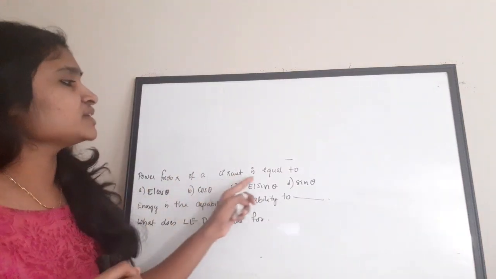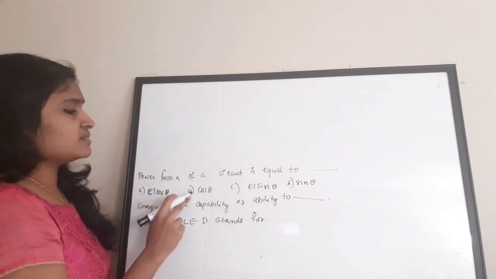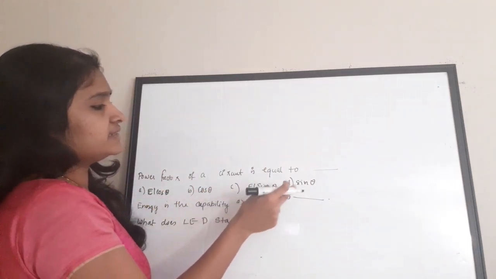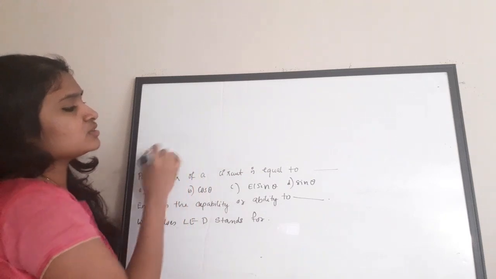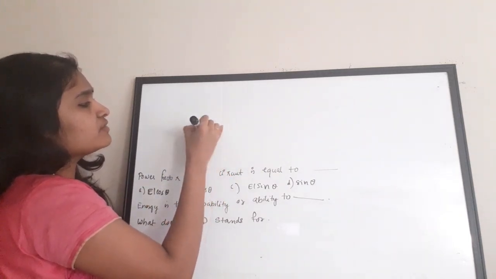Power factor of a circuit is equal to dash. Options are A: EI cos theta, B: cos theta, C: EI sin theta, D: sin theta. The power factor of a circuit is cos theta.